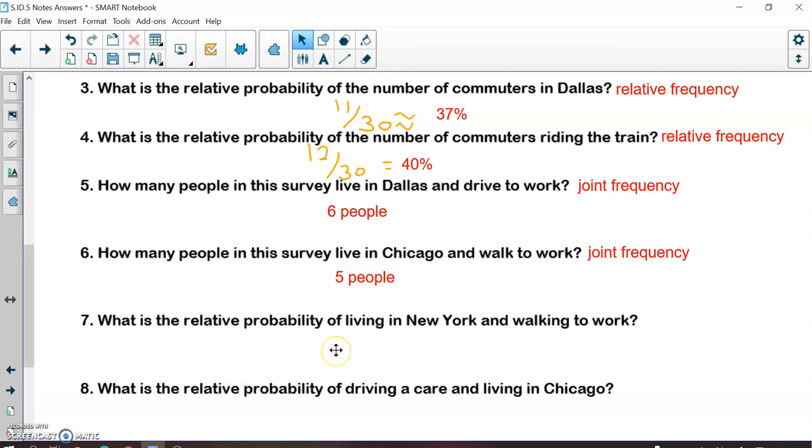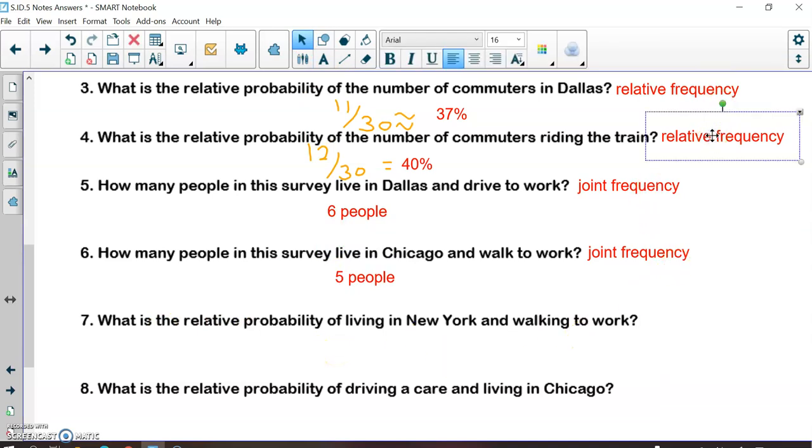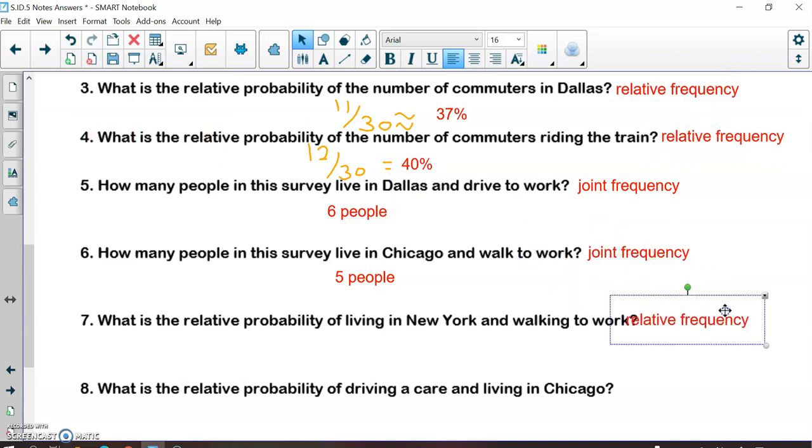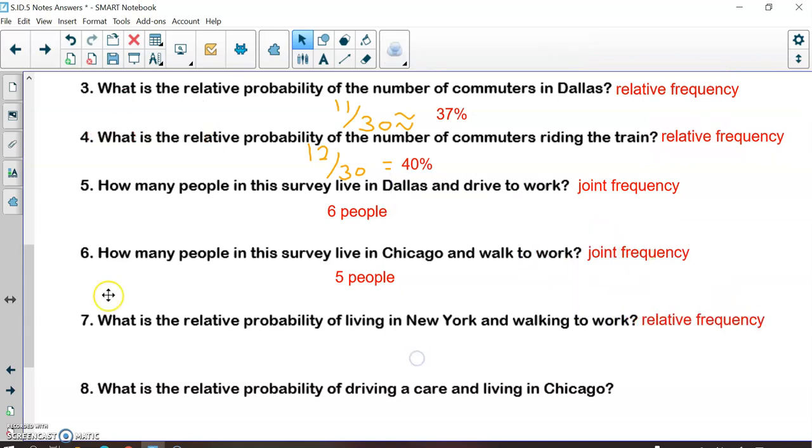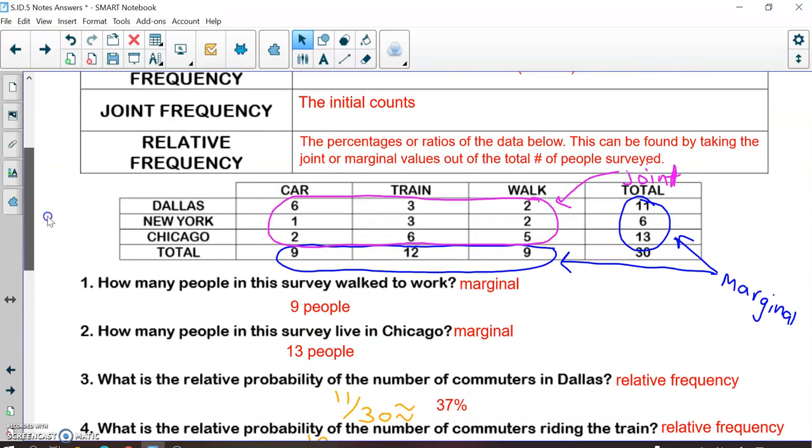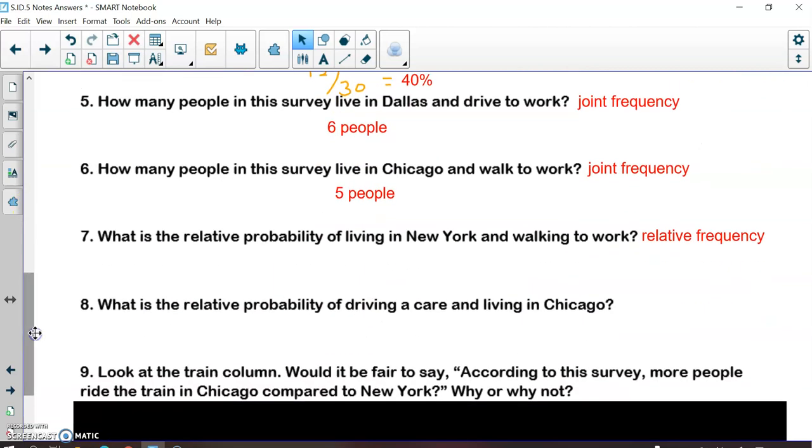And then what is the relative probability of living in New York and walking to work? Well, if I'm doing relative probability, that means I want the relative frequency. So for living in New York and walking to work, I'm looking at the New York and the walking to work. That's 2 people out of the 30 that were surveyed. That's what I really want to report.